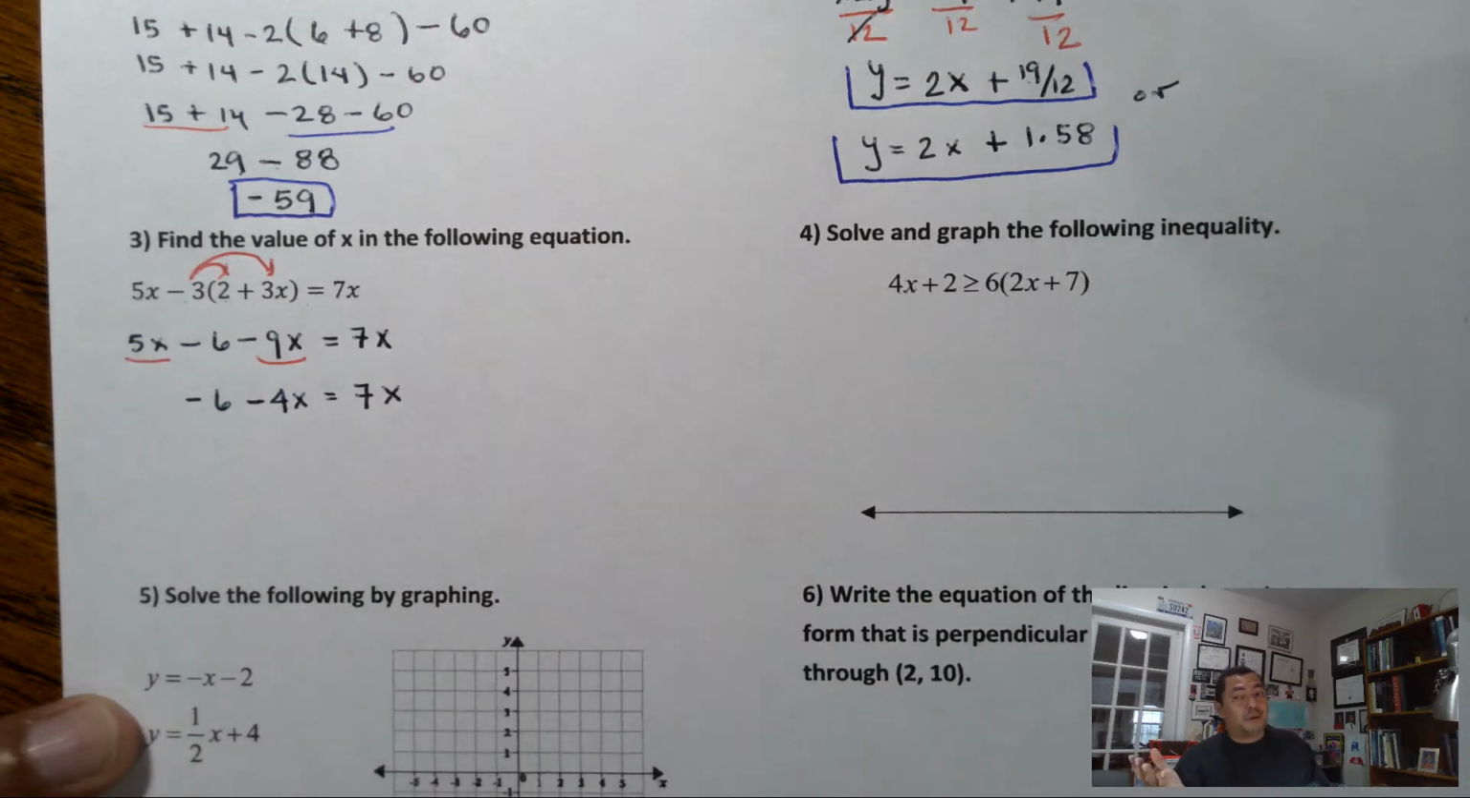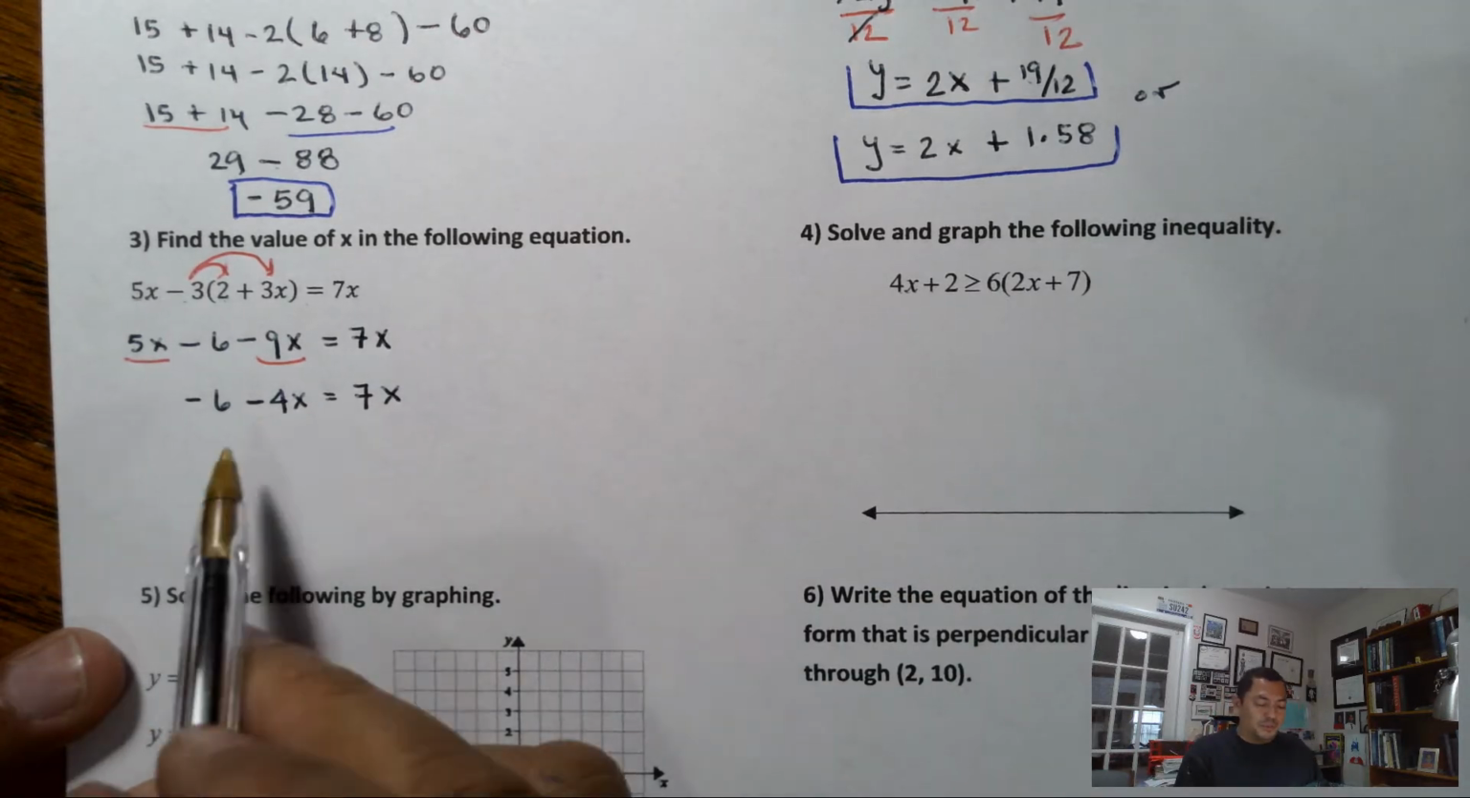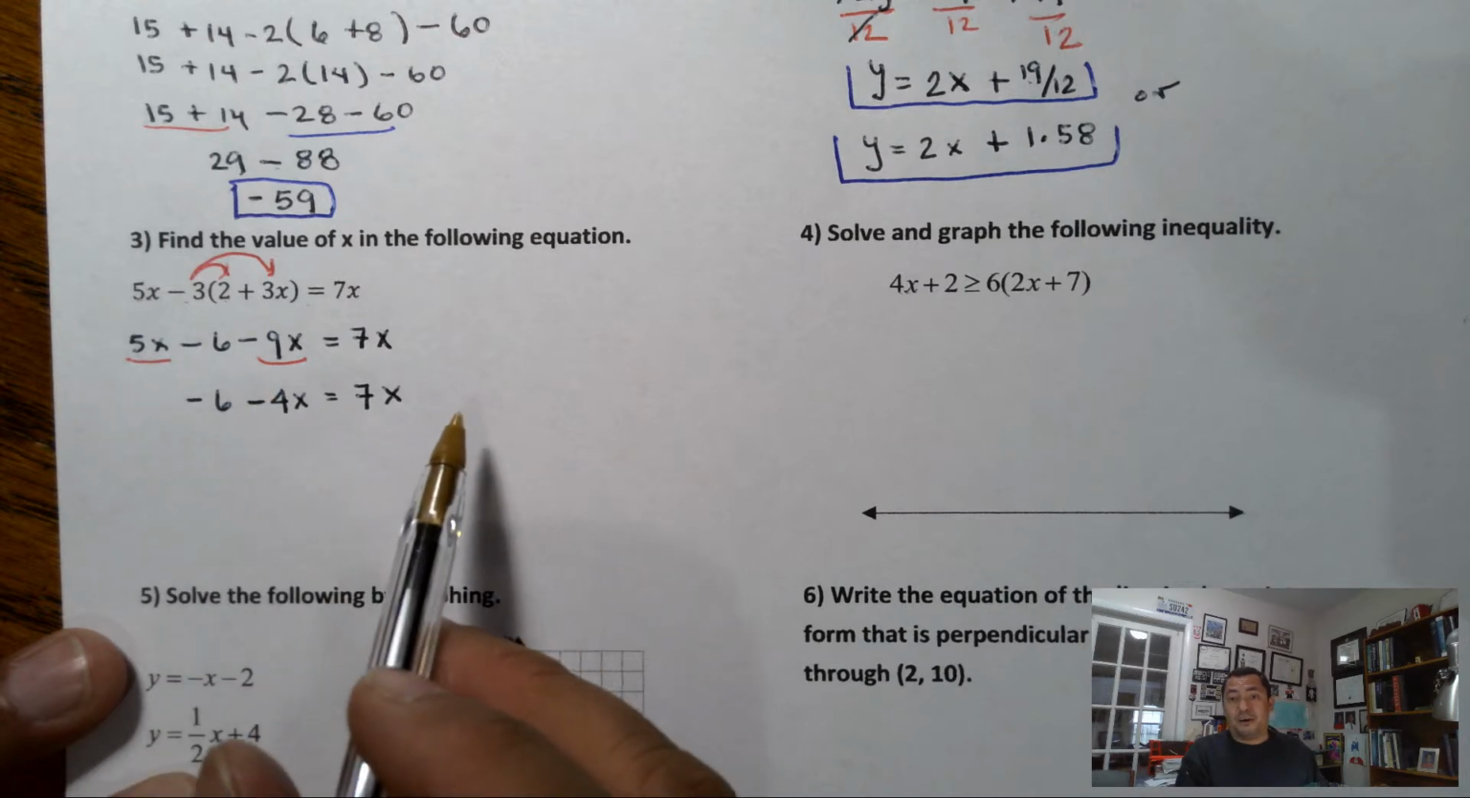I can see that the positive number is on the right side. So I'm going to move this negative 4x to the other side of the equal sign.